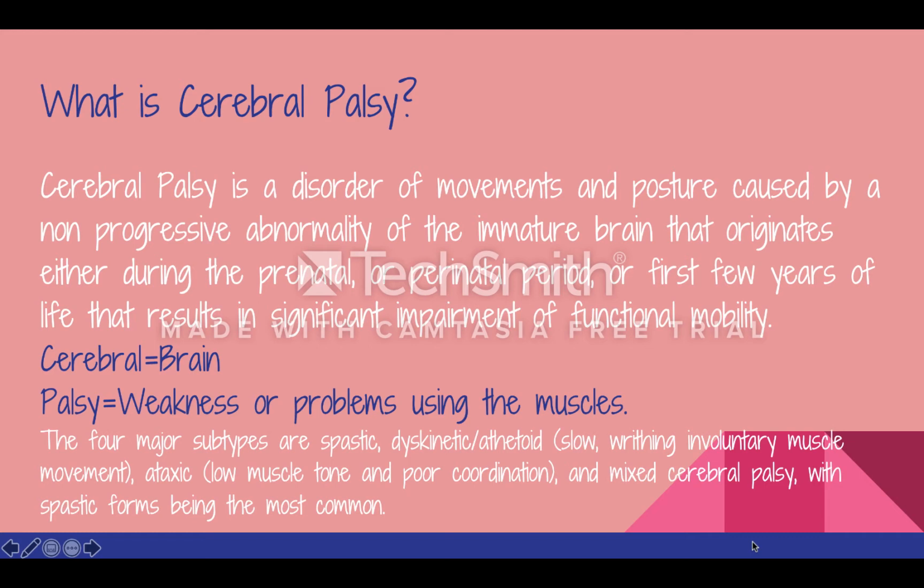The four major subtypes are spastic, dyskinetic/athetoid, which means slow, writhing, involuntary muscle movement, ataxic, which is low muscle tone or poor coordination, and mixed cerebral palsy. But the spastic form is the most common.